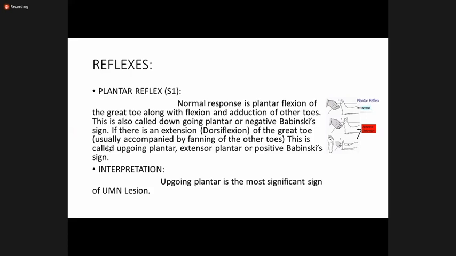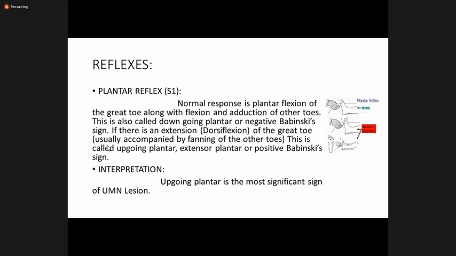If there is extension or dorsiflexion of the great toe, usually accompanied by fanning of the other toes, this is called upgoing plantars, extensor plantar, or positive Babinski sign. In interpretation, the upgoing plantar is the most significant sign of upper motor neuron lesions.